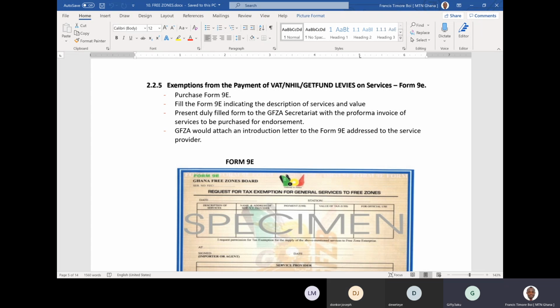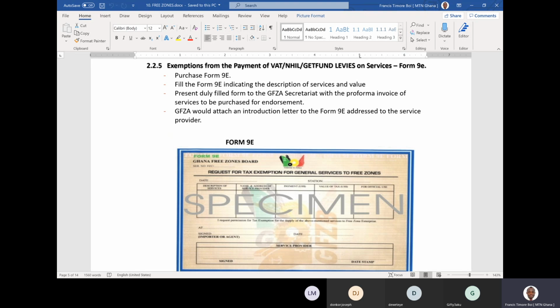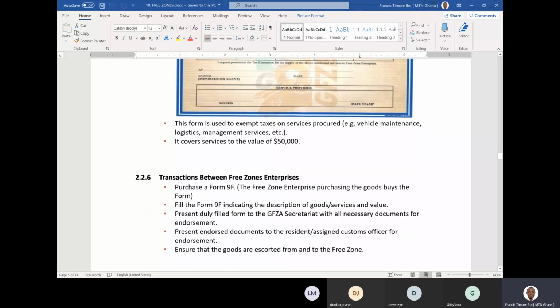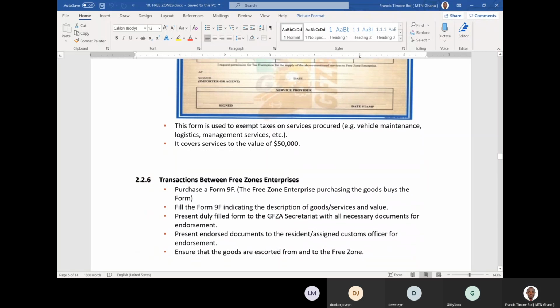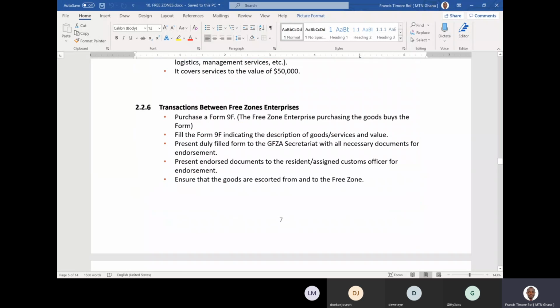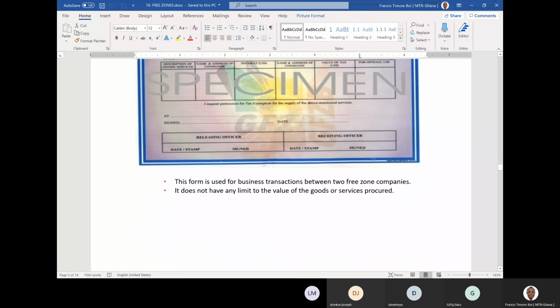Anyway, so this is for services. You fill it, you indicate the services you want, you attach a pro forma invoice, and submit it to the secretariat. Okay. And then you can use it to cover up to $50,000. If the value of the service is more than $50,000, you have to buy a new one. Please, do you get it? Yeah.